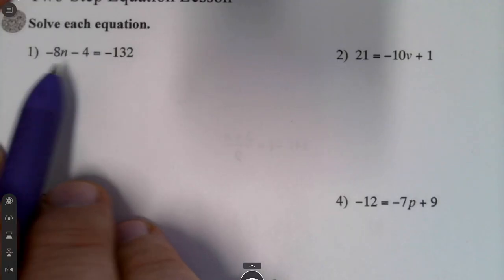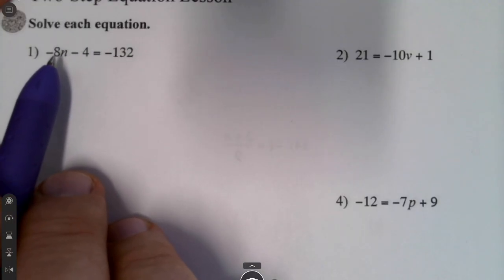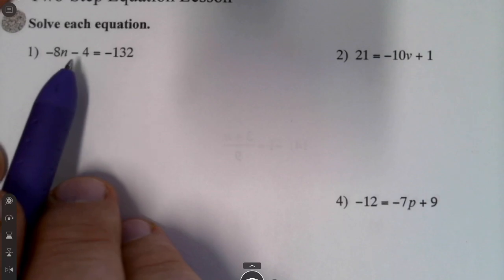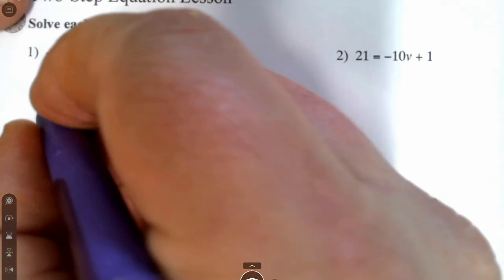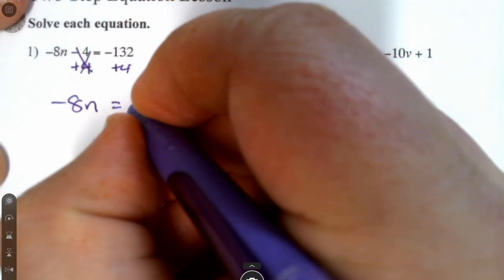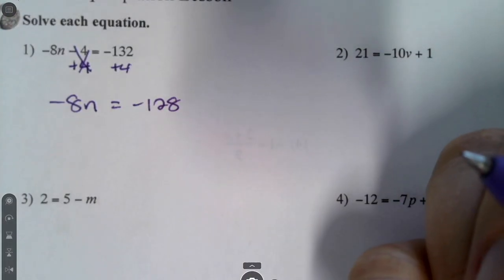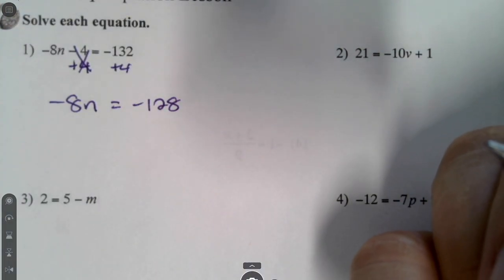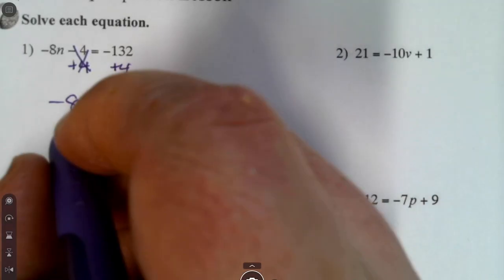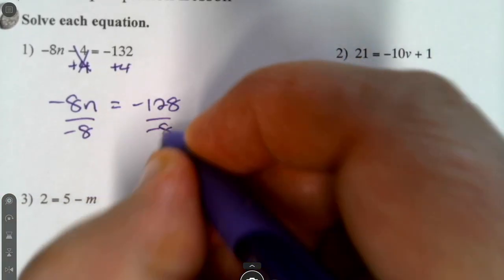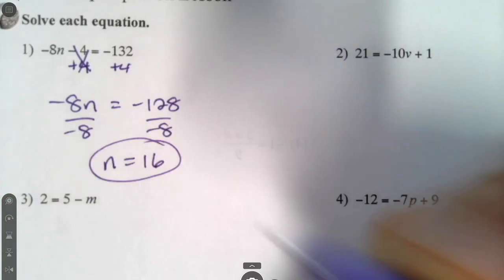As I look at the side with the variable, I see a coefficient, -8, and this constant, 4. You could consider it -4 if you wanted to. So for 1 through 6, your first step is to get rid of the constant. So you add 4 to both sides. Your next step is to get rid of the coefficient, because we want the variable, in this case n, to be by itself. So I divide both sides by -8, and I get n equals 16.